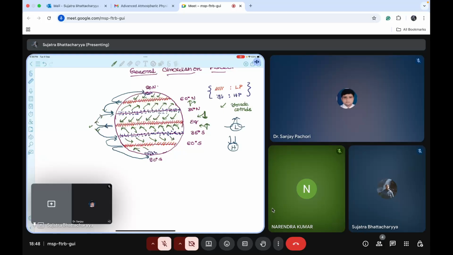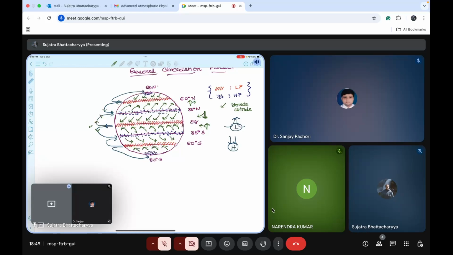And it will be like this. So this is in total called the general circulation model. But this is the average picture. Just remember this is the average picture. The annual average picture looks something like this.